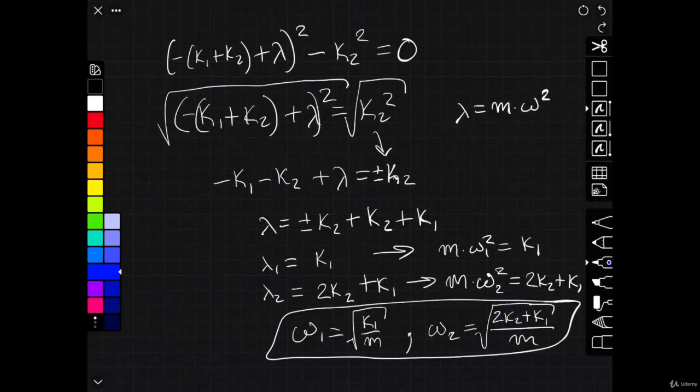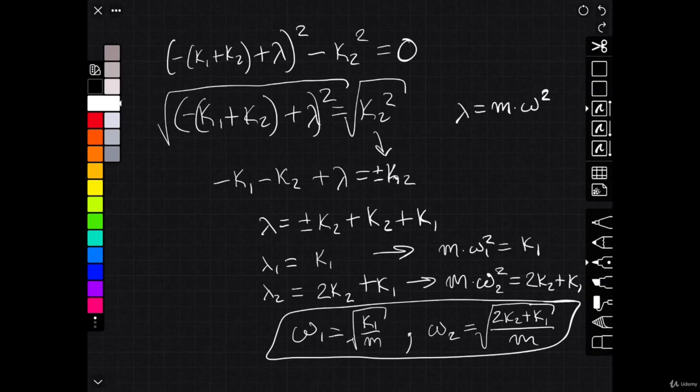We saw something very similar in the first example, where one of the omegas oscillated at a faster frequency, by a factor of the square root of 3. Here we have this summation of 2k2 in the radical for omega 2, and it is that factor by which omega 2 supersedes omega 1 in angular frequency.